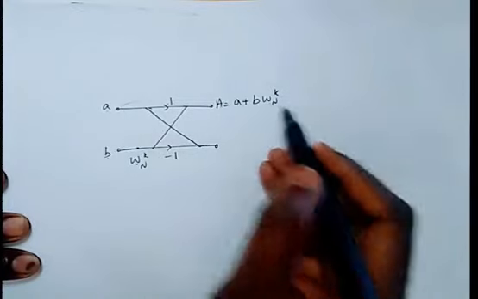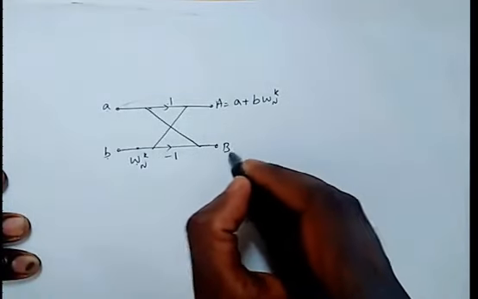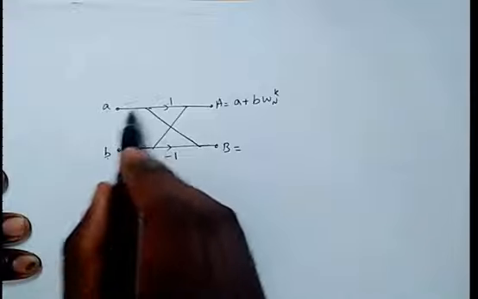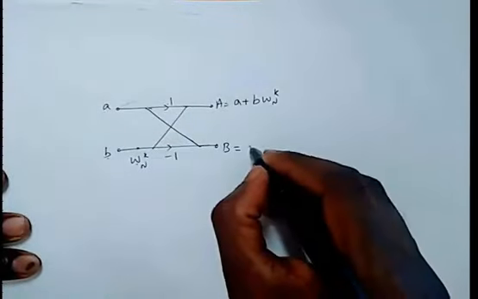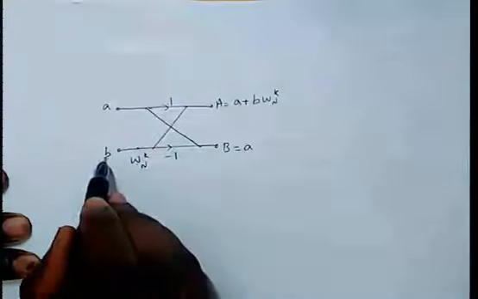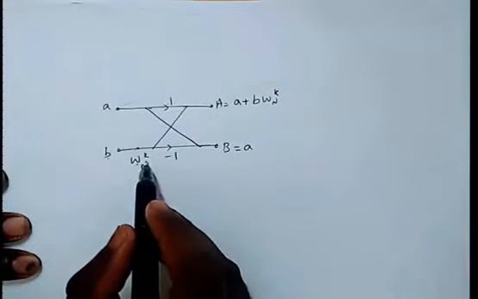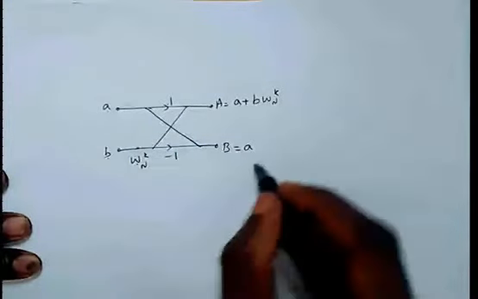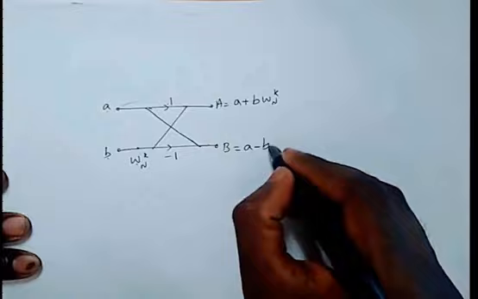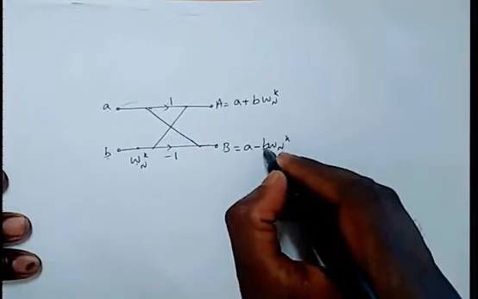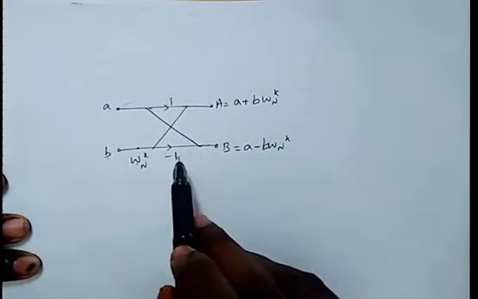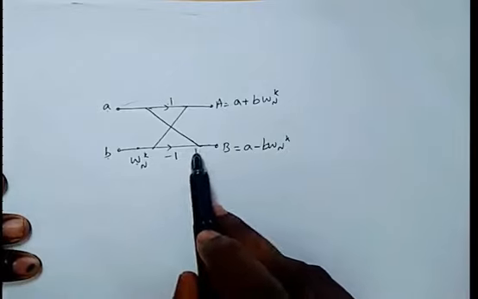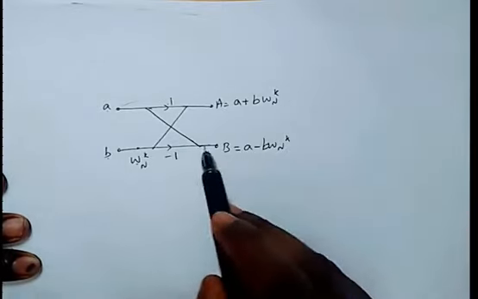And the output at the bottom is going to be this A, then here we have B into W_N^K into -1, so it is A minus B into W_N^K. If you're clear with this understanding, it will be very easy to solve the problem.